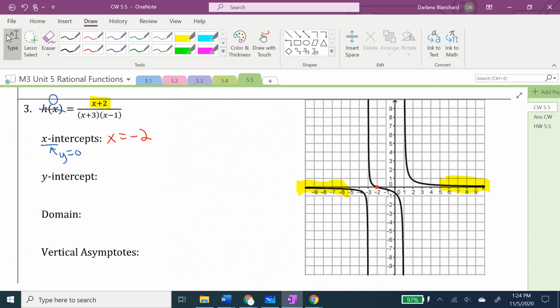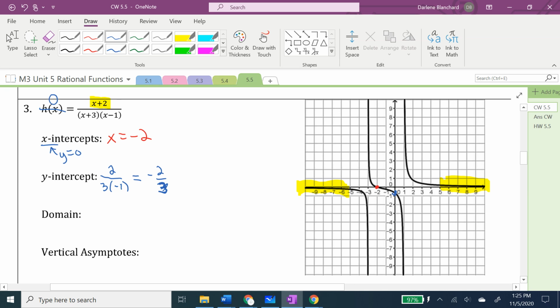And then if I plug that in directly to the x, I'm getting 0 plus 2 over 0 plus 3 times 0 minus 1. And that's giving me -2/3. So not -3/4, but -2/3. That looks very reasonable with the graph.